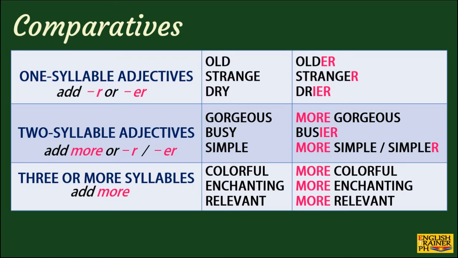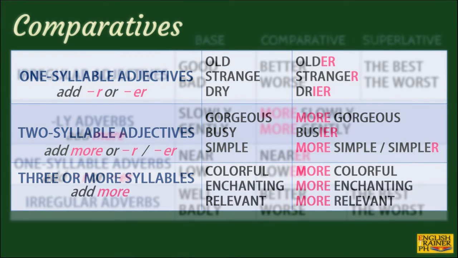Then if you have adjectives with three or more syllables like colorful, enchanting, relevant, all you need to do is to add more. So the safest way to form a comparative with adjectives that have two or more syllables is by simply adding the word more before the adjective.